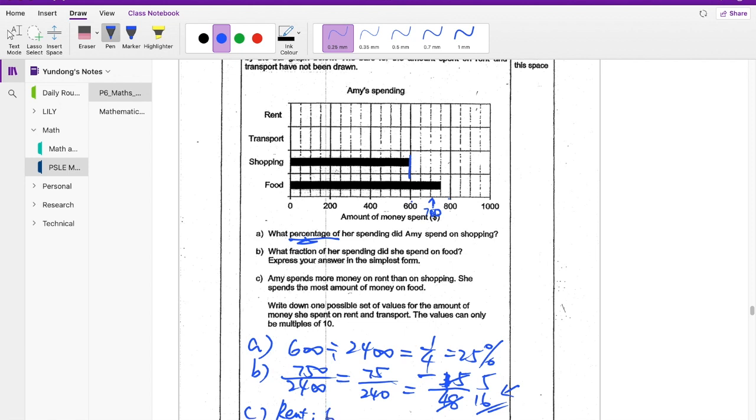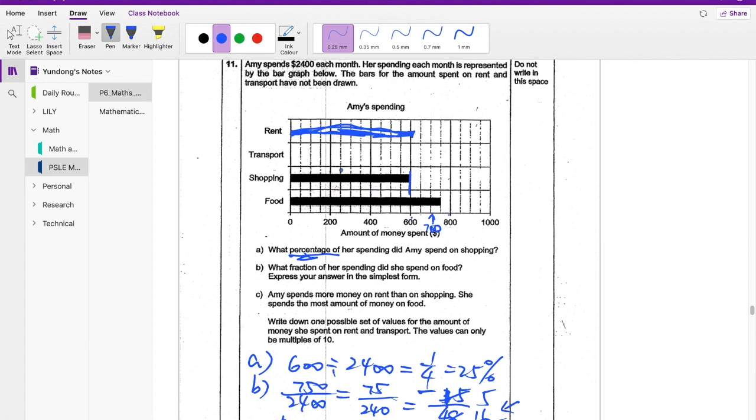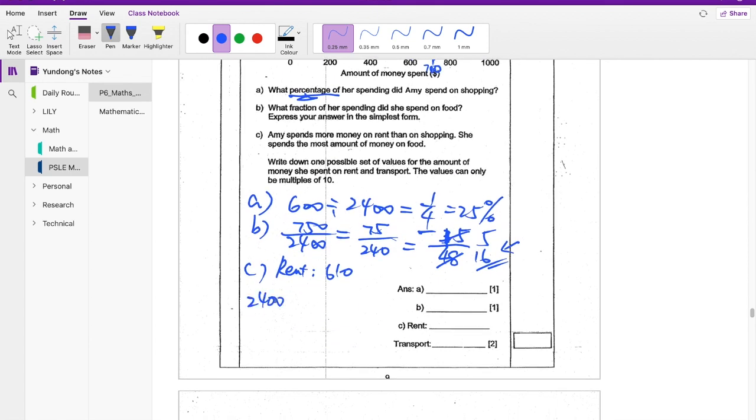So a possible value, for example for the rent, right? If we have 610, we have 610 here. Then we can calculate the transport, which is 2,400 minus rent minus the shopping minus the food, right? This one we can have 440, right? This is one possible answer. Anyway, we also can have more rent, for example 620. You can have another value, right?